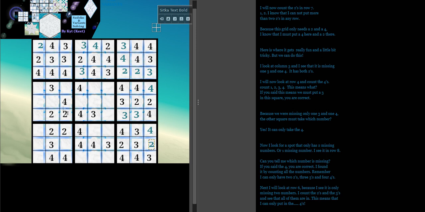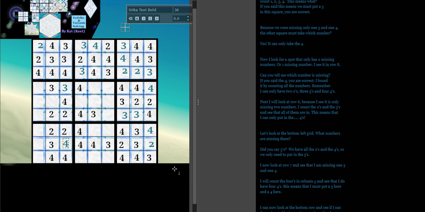It has both 2's. I will now look at row 4 and count the 4's. Count 1, 2, 3, 4. This means what? If you said this means we must put a 3 in this square, you are correct. Because we're missing only 1 3 and 1 4, the other square must take which number? Yes, it can only take the 4.